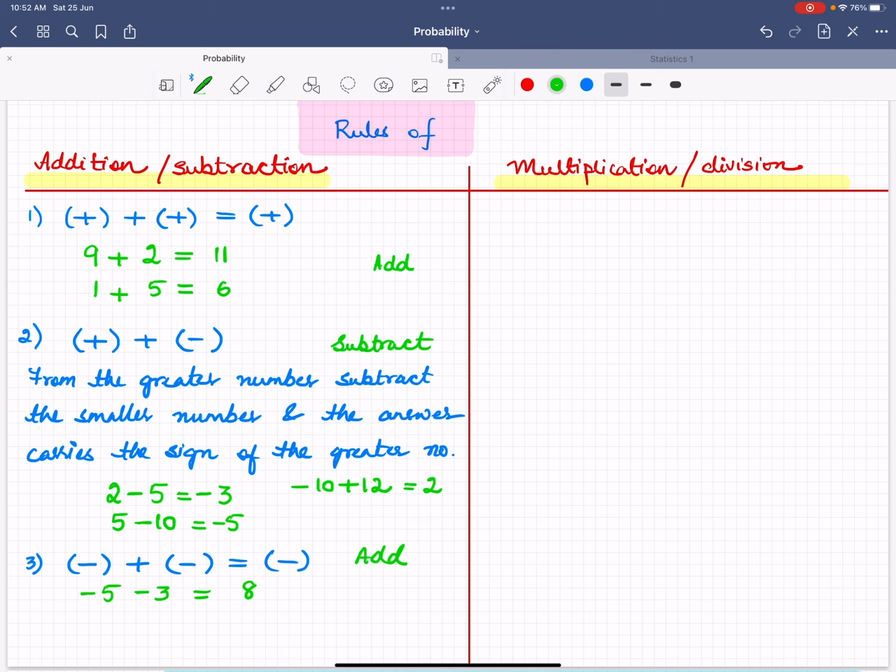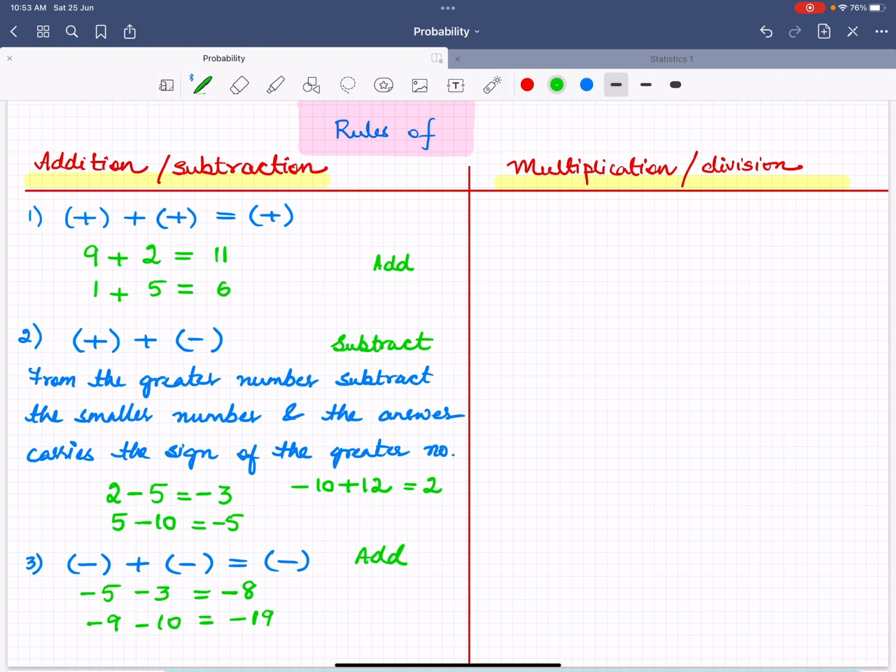And the sign of the answer will be negative as well. Let's check one more example. Minus 9 and minus 10. All we need to do is to add the two numbers 9 and 10, 19, and the answer carries the negative sign. So these are the three rules for addition and subtraction.